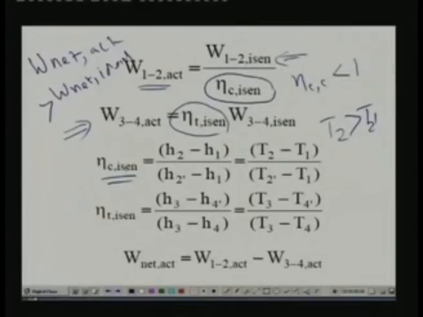I'm sorry, I think it is the other way. T2 is actually higher, because T2 dash is for the isentropic process. So this will be less than 1, right?